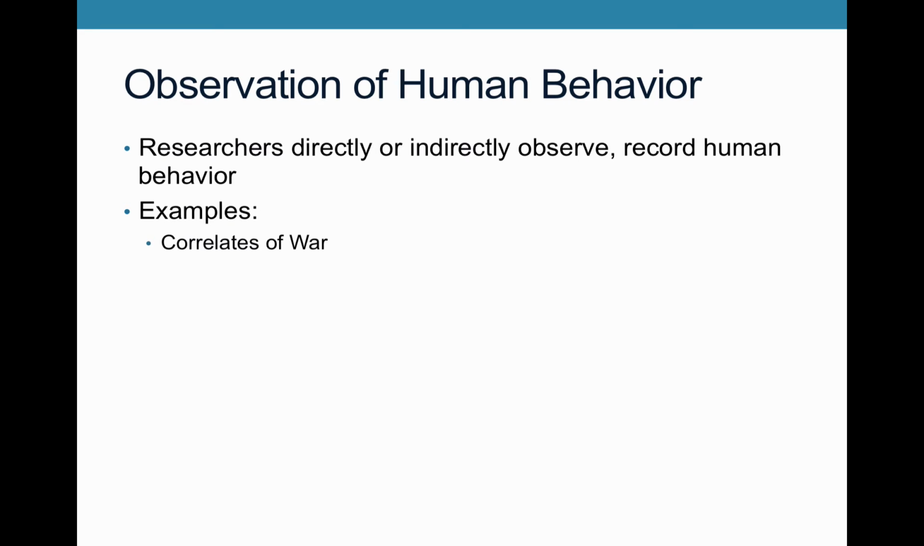So in terms of examples, the Correlates of War project. This is a data set that looks at the different conditions behind wars throughout history going back approximately 200 years. So it records all conflicts and records characteristics of different governments that went to war with one another.